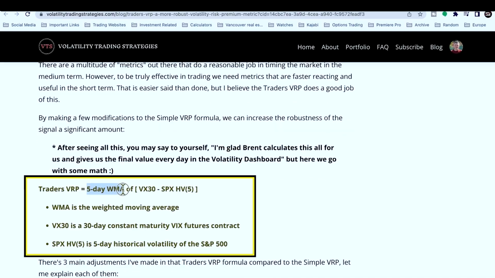So it's a 5-day weighted moving average of the VX30, not the VIX. The VX30 is the constant rolling 30-day maturity of the front 2 months of the VIX futures. So I like to use that because it's far more specific to volatility products. And then we're going to subtract a rolling 5-day HV.